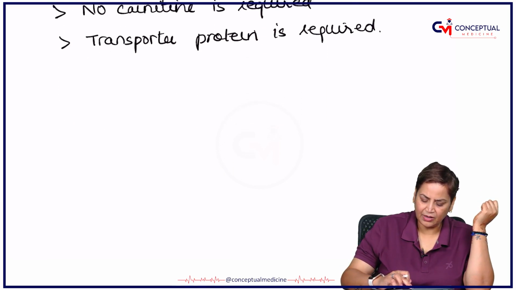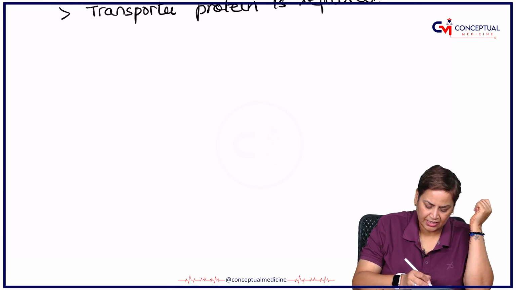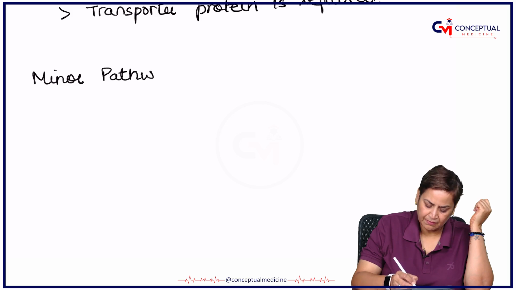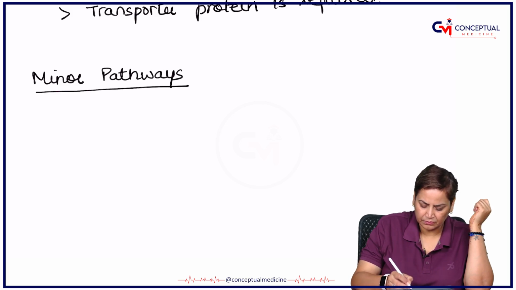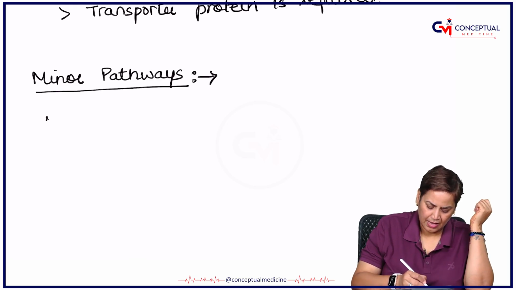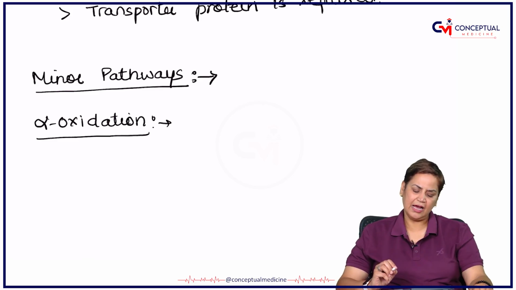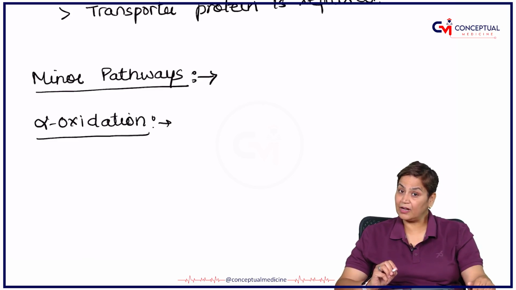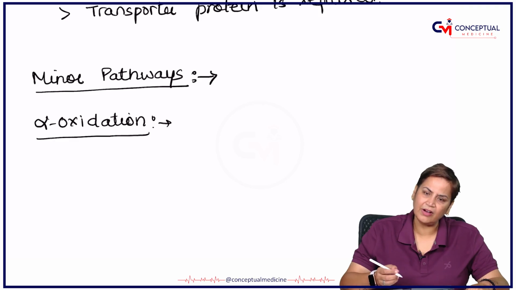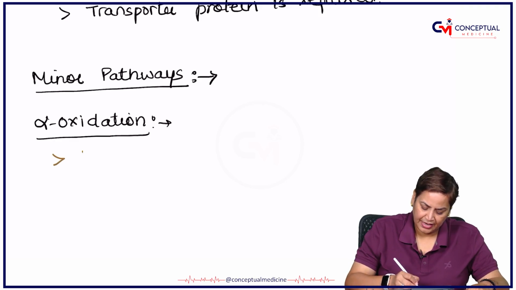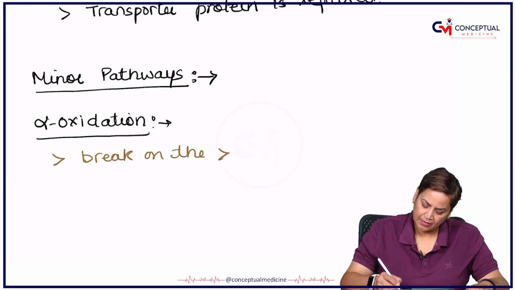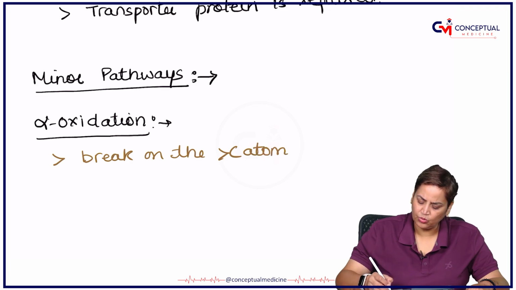Then after this, we come over to the minor pathways of oxidation. So minor pathways include alpha oxidation first of all. Alpha oxidation. Now as the name suggests, alpha oxidation is again along the alpha carbon atom. What is alpha carbon atom? Just adjacent to the functional group. So we can say that break on the carbon atom adjacent to the functional group.